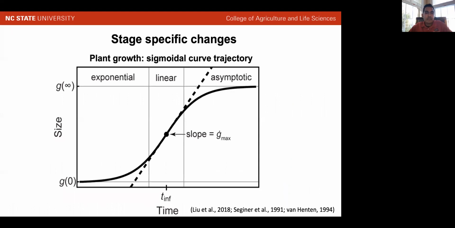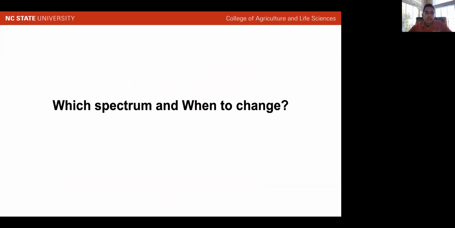So this is in general the very general sigmoidal curve trajectory for plant growth. So you have your exponential phase, your linear phase, and your asymptotic phase. And you have your slope where you can consider having the highest relative growth rate. So the idea is, can we give different light colors at the different stages to maximize plant productivity, whatever productivity means. But as you can imagine, there are multiple options or combinations for this spectrum. So which spectrum to use and when to change.